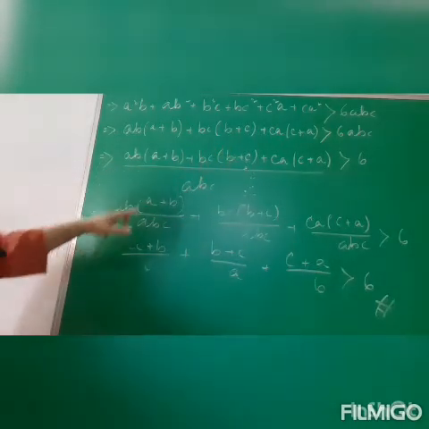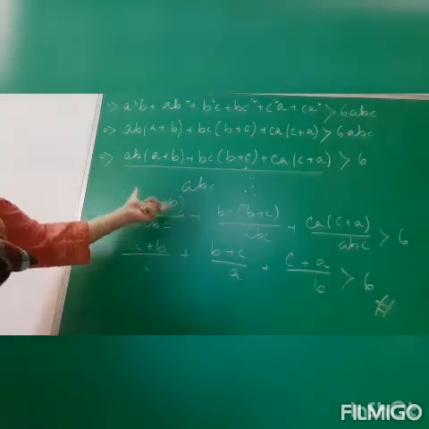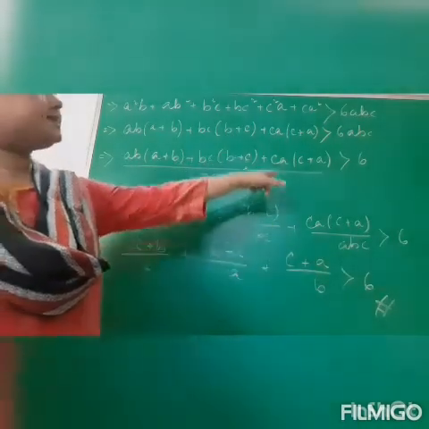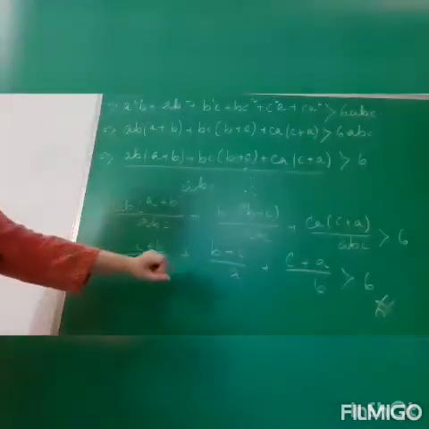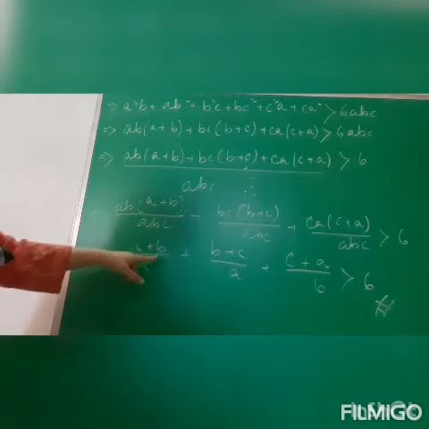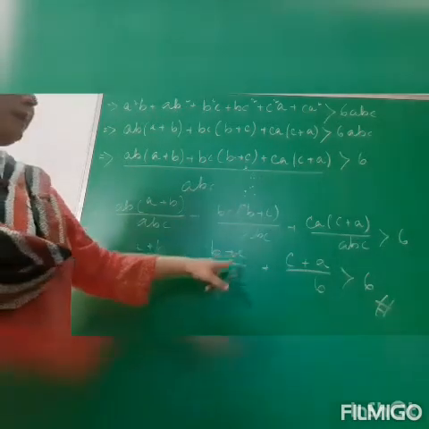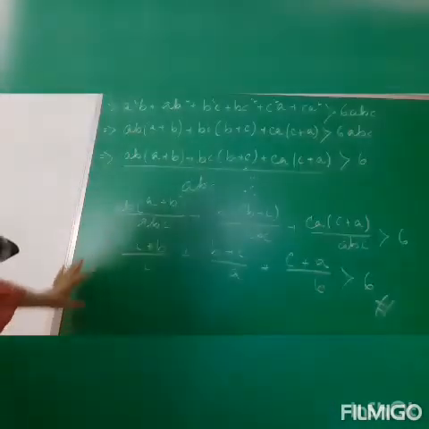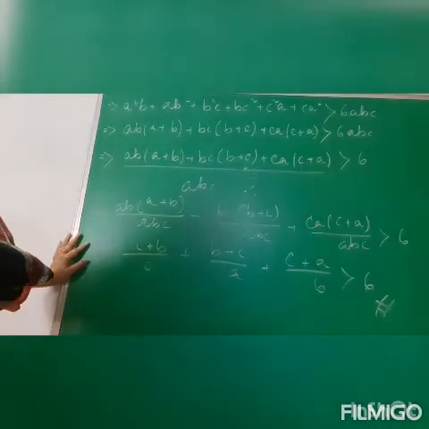Now ab into (a plus b) divided by abc, dividing each term by abc, plus bc into (b plus c) divided by abc, plus ca into (c plus a) divided by abc, which is greater than 6. So here I will cancel ab and I get (a plus b)/c plus (b plus c)/a plus (c plus a)/b, which is greater than 6. So this is what we need to prove.